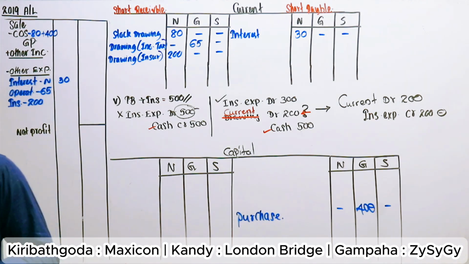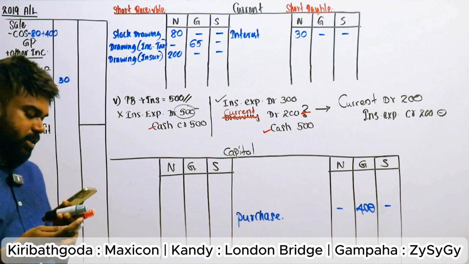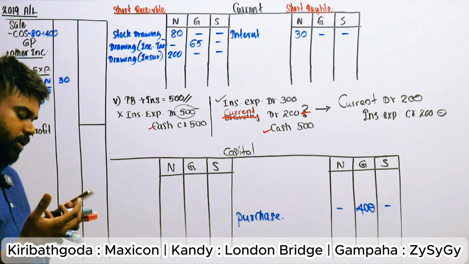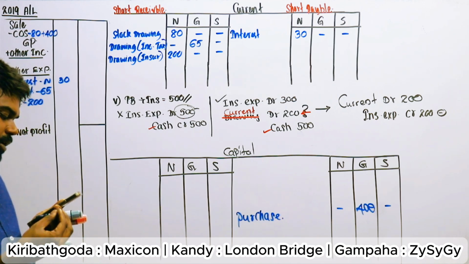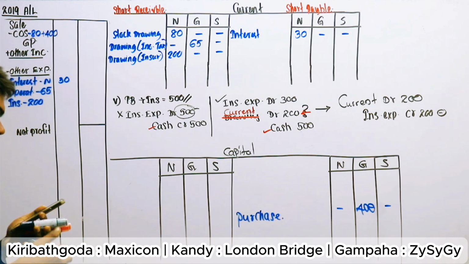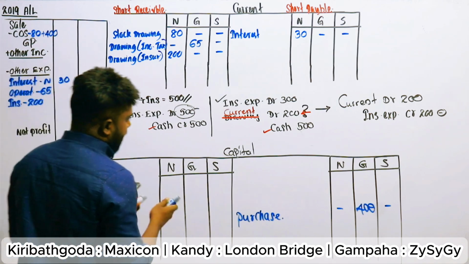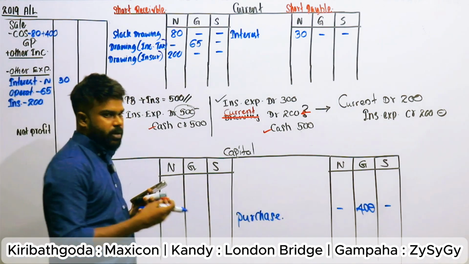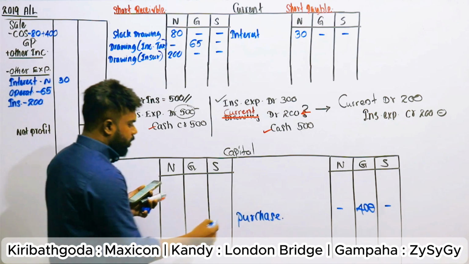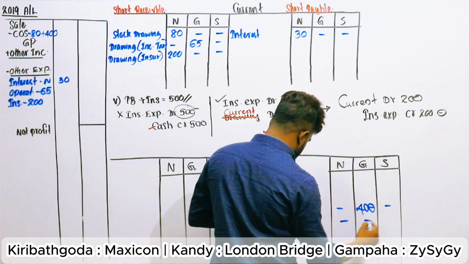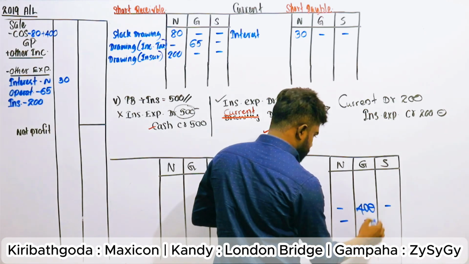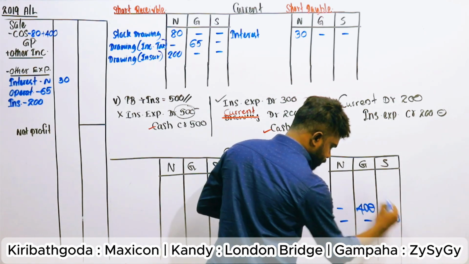Right. Next one, row number 6. Sagar was admitted as a partner. He has introduced 1500 capital to the business. It is recorded as a separate account. Separate capital: cash debit, no need to record the capital account, credit 1500.